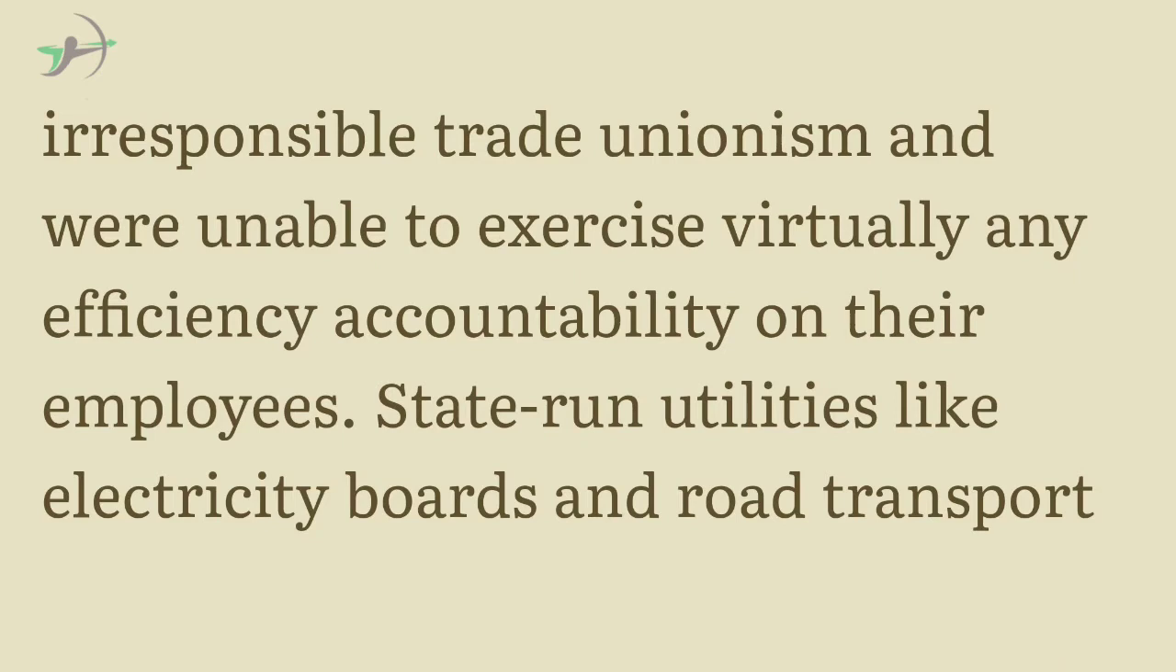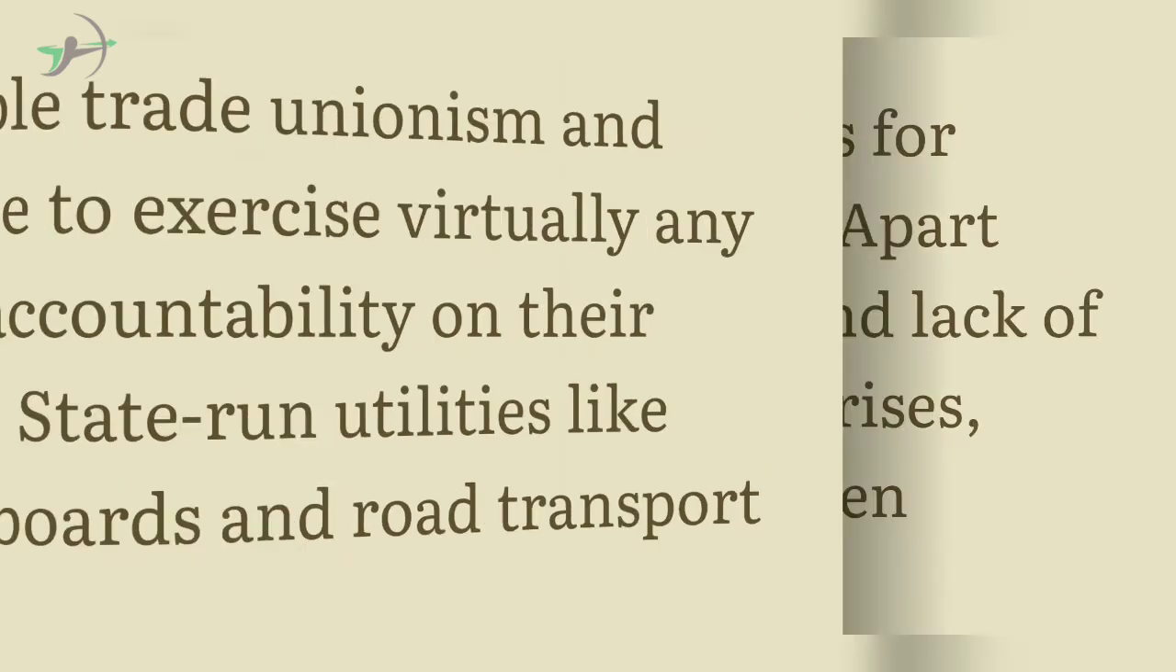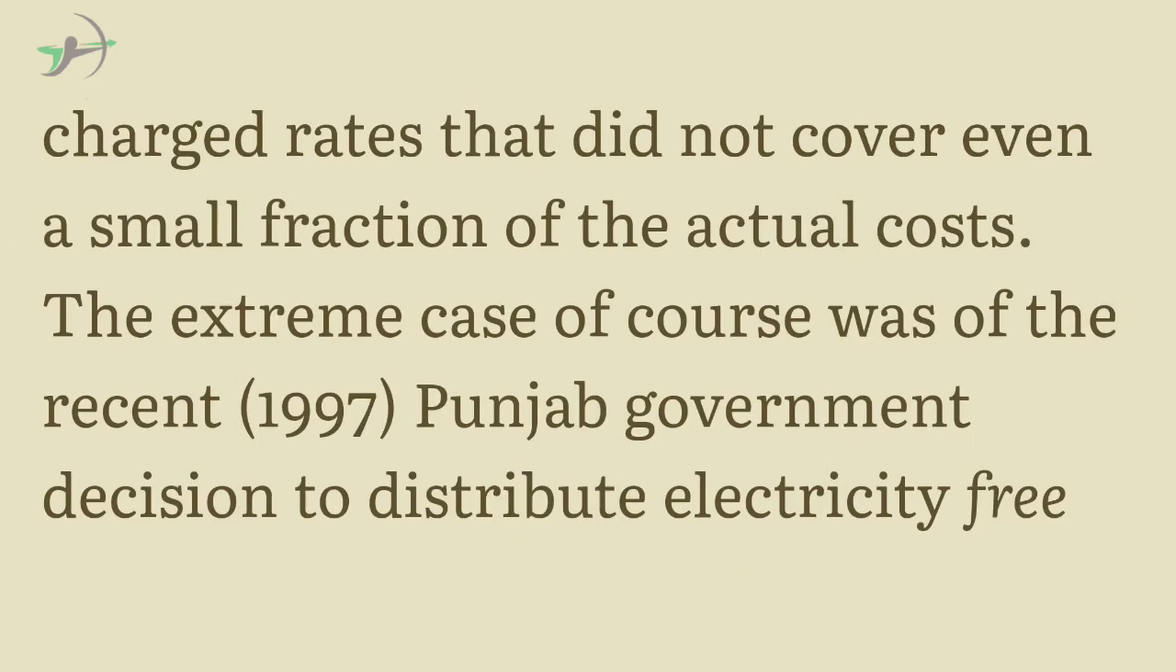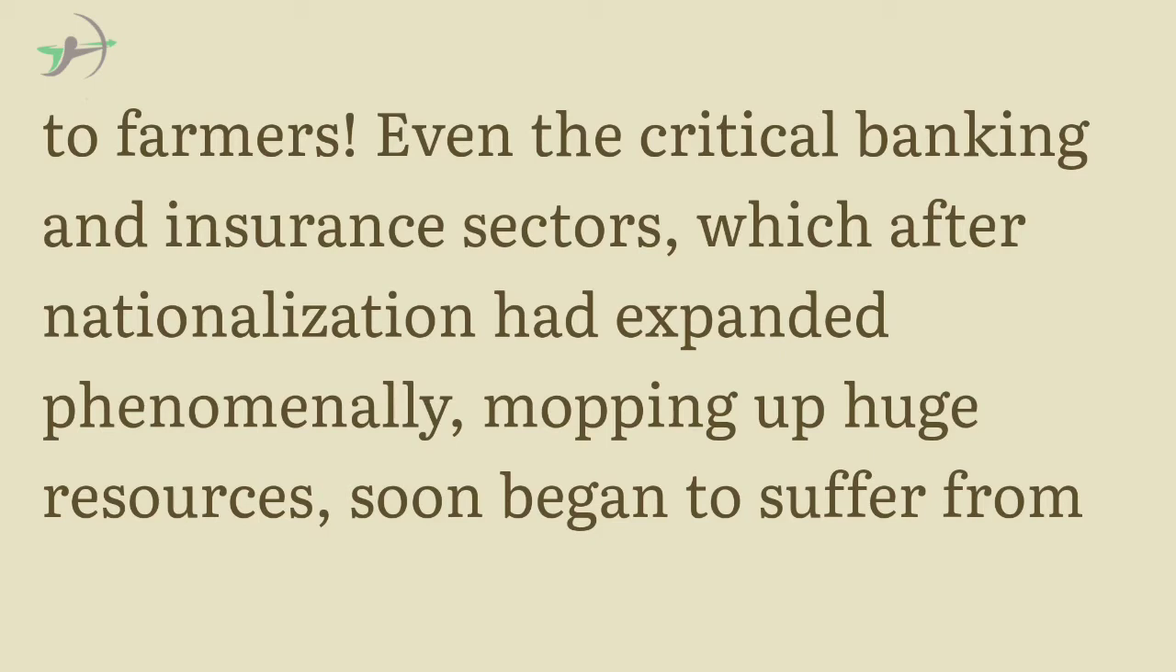State-run utilities like electricity boards and road transport corporations were notorious for incurring enormous losses. Apart from rampant corruption and lack of accountability, these enterprises, under populist pressure, often charged rates that did not cover even a small fraction of the actual costs. The extreme case, of course, was of the recent 1997 Punjab government decision to distribute electricity free to farmers.